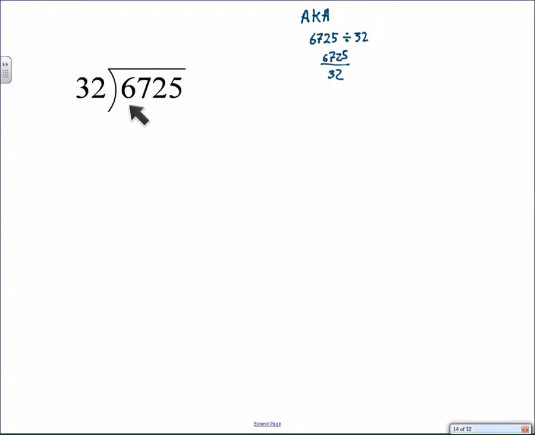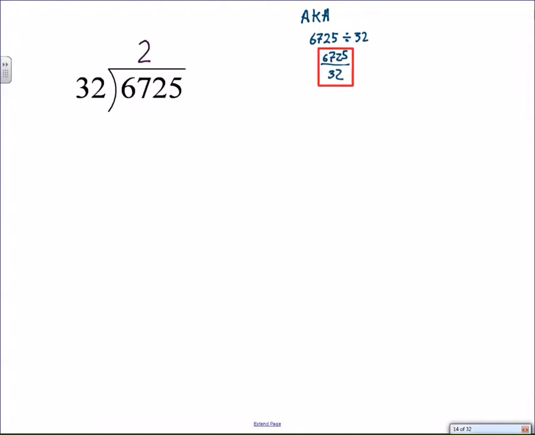So the other thing that we're trying to do is we have to understand we're trying to take the number 6,725 and break it into 32 equal parts. If we had $6,725 and we wanted to share it with every member of my Algebra 2 class, which is too big, we could figure out how much money each of those individuals would get.